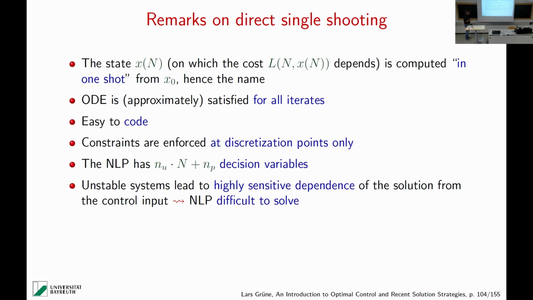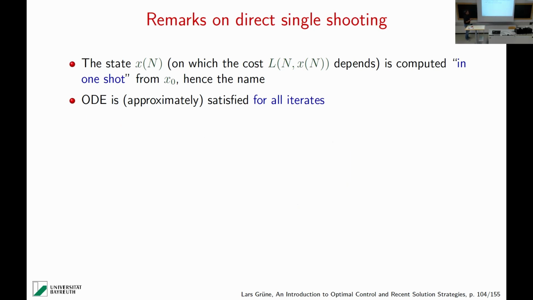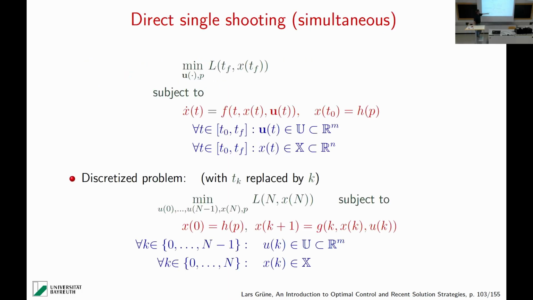The trouble with this is, if we go back to the system, if we have this initial condition here, and if we change this initial condition a little bit, and the dynamics is unstable, then the solution will change a lot.